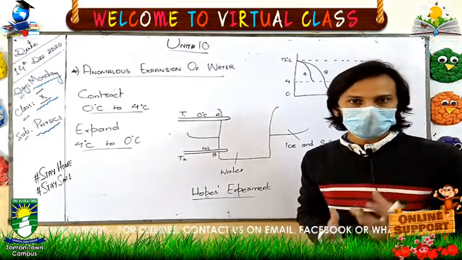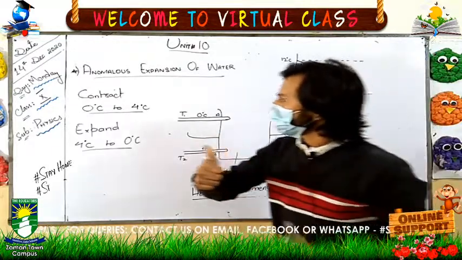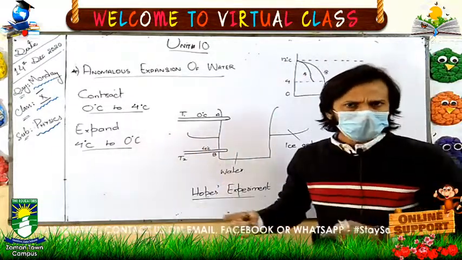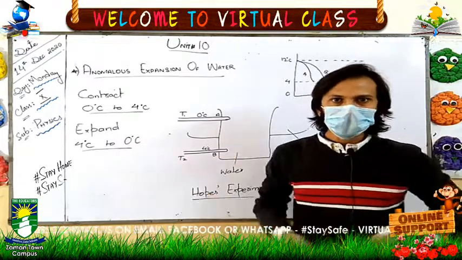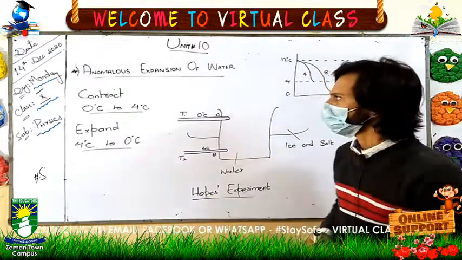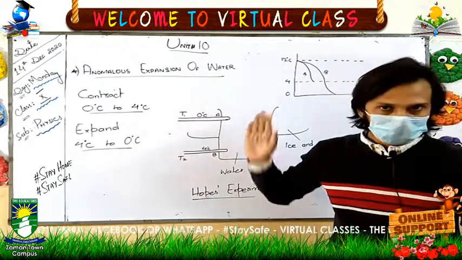Last time we did a derivation between two constants, alpha and beta, which were basically the coefficient of linear thermal expansion and the coefficient of volumetric thermal expansion. Getting class? So today's topic is anomalous expansion of water.